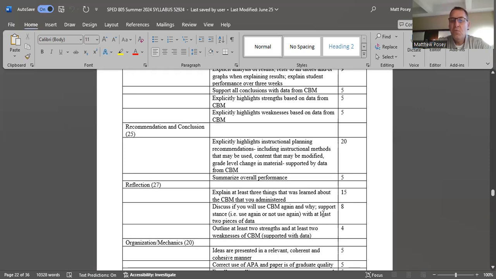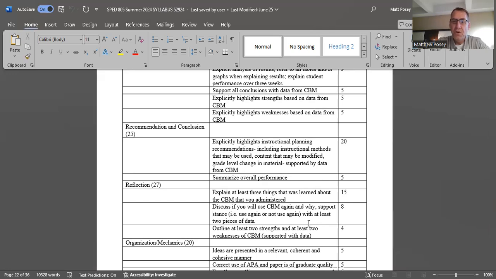In the reflection section, we're asking you to explain 3 things that were learned about the CBMs that you administered. Really within this reflection section, as I mentioned last week, there's no right or wrong answer. It's asking for your personal thoughts based on your experiences of administering CBM. So give some feedback on 3 things that you learned from administering the CBM.